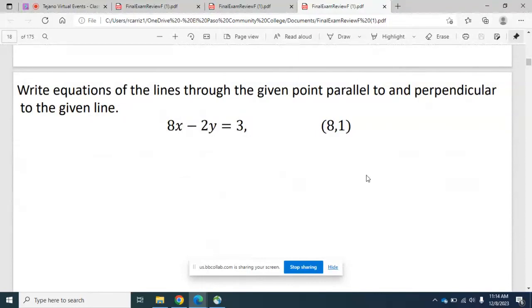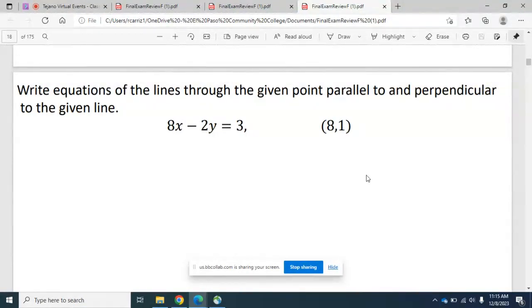It says here, write equations of the lines through the given points, parallel and perpendicular to the given line. So what we know about parallel lines and perpendicular lines: for two lines to be parallel, they have to have the same slope, different y-intercepts, okay? And for perpendicular lines, I like to say that they have opposite slopes, right? So let me give you an example of this problem.